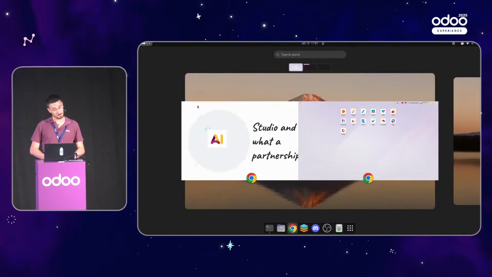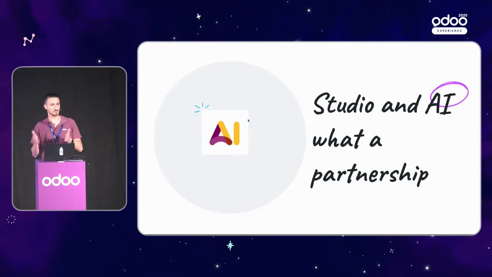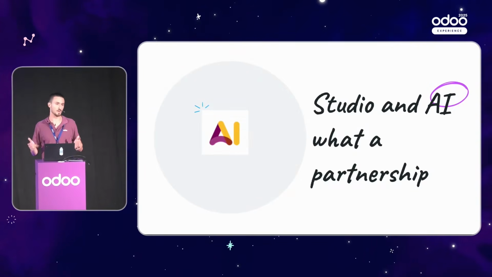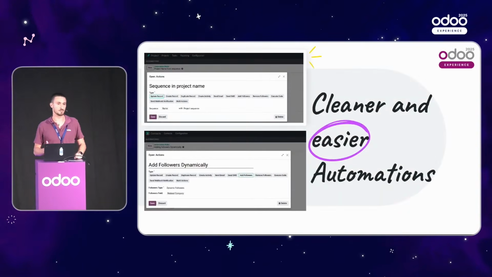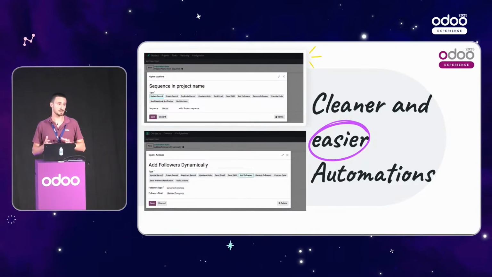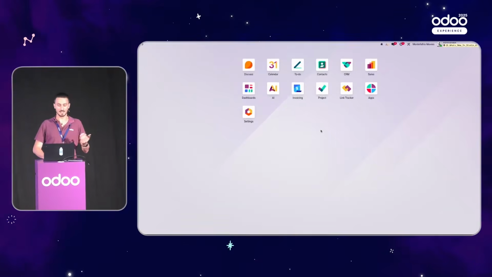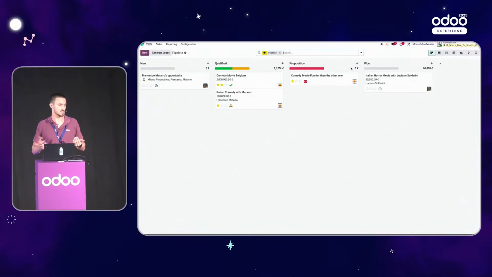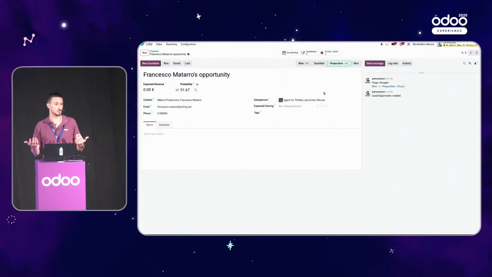So this was the first part of the presentation. We've just seen how to use AI with fields and automations in a very simple way. And we're going to move to the second topic, which is cleaner and easier automations. Since we are talking about automations, we're going to start with some very big features and automations. So, you know, when I create a lead, then I want to move into the proposition stage and start with maybe a quotation for the movie.